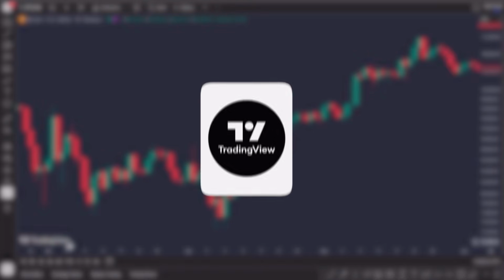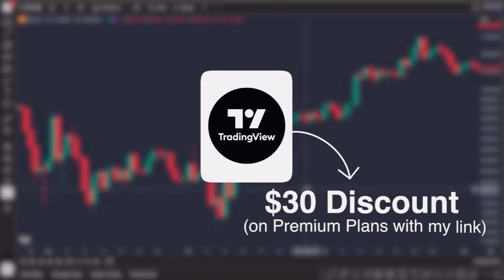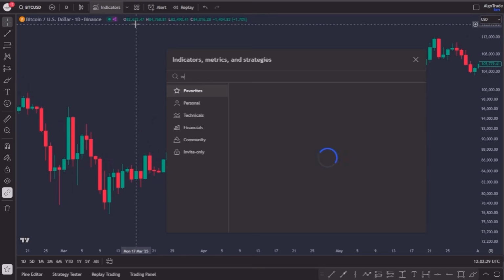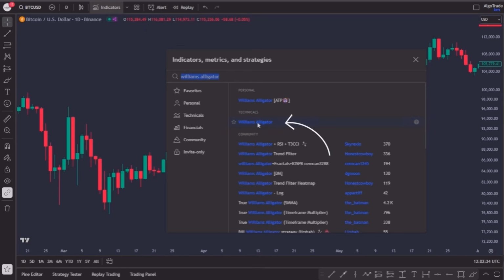Now let's head over to TradingView, which is the platform we'll be using for this entire test. Just open the Indicators tab, type Williams Alligator and select the built-in one.